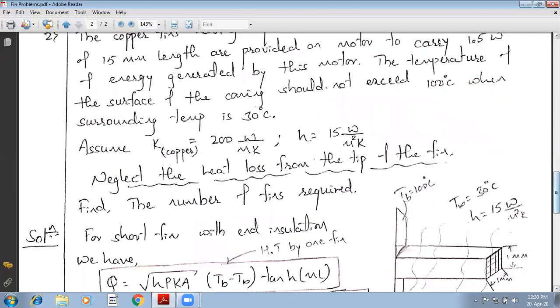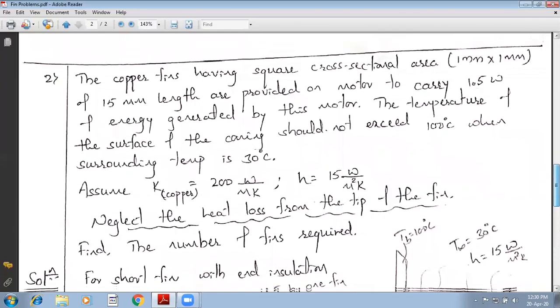Now, before going to the solution, we will understand the problem first. Now, you have a motor over which you need to mount some number of fins. The motor, while running, is generating 1.5 watts of energy. So this 1.5 watt of energy has to be carried out by the fins.